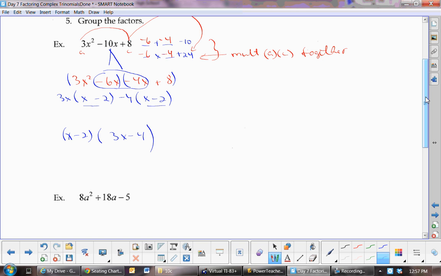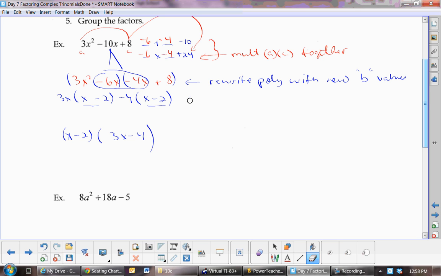Okay? So the next thing we do is rewrite the polynomial with new b values. Okay, because b was negative 10, now b is negative 6 minus 4. And I know you're thinking, well, negative 6 minus 4 is 10. But it's a means to an end. The end will be, I can put these into 2 groups. So you rewrite the polynomial with the new b values, and then you group with brackets.